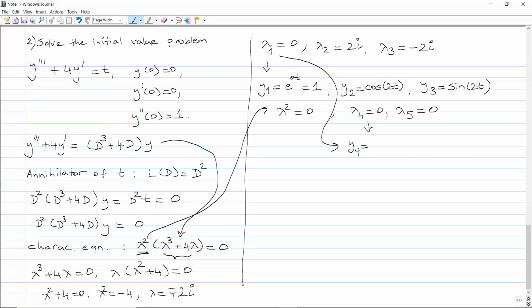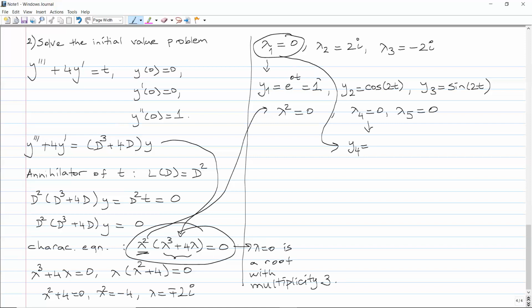So when you consider the whole equation, lambda equals 0 is a root with multiplicity 3. So the first one, I have the constant solution 1. For the second 0, this lambda 4, for repeating roots, remember, to get the other solutions, we multiply by t. So we multiply the first solution, which is 1, by t. And for the next one, it is again 0, so this is the third 0. We multiply with another t, we get t squared.